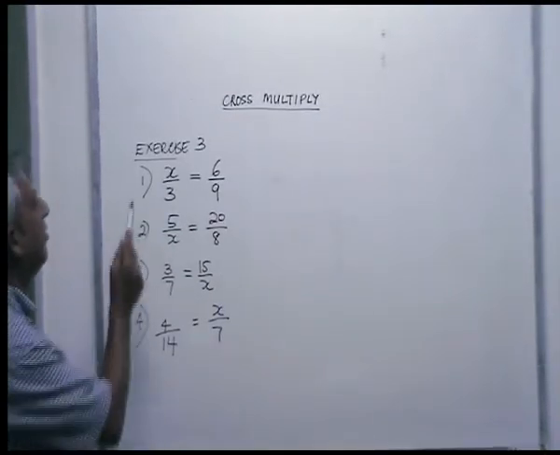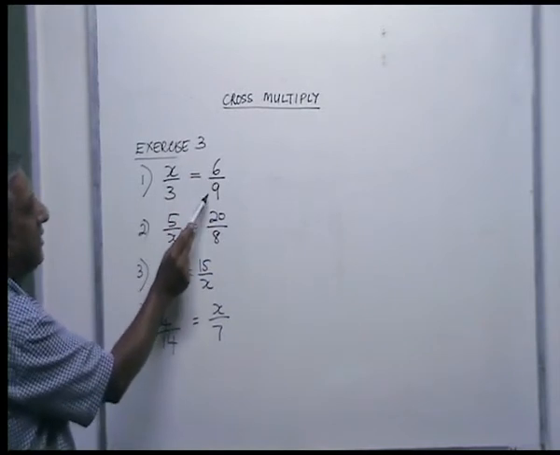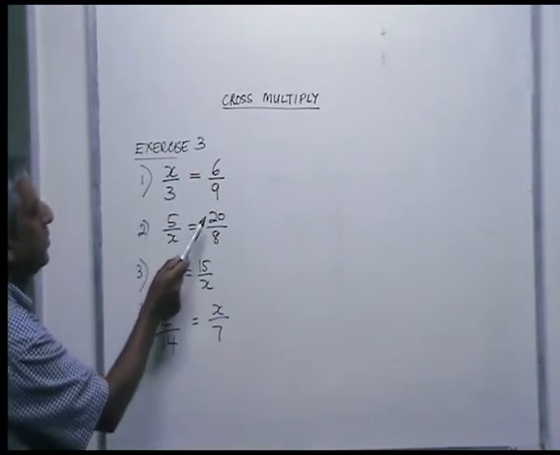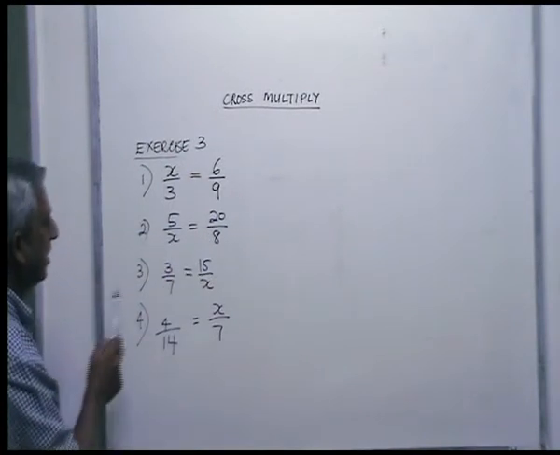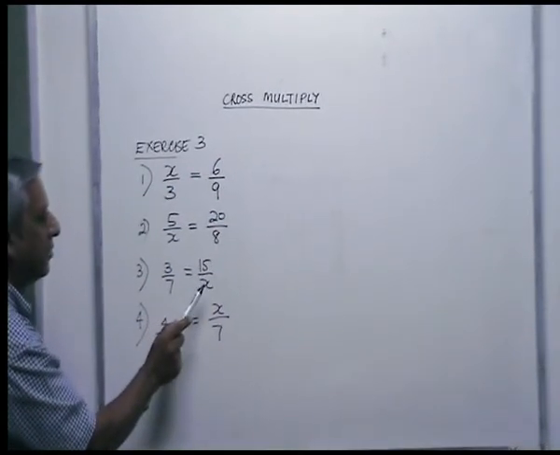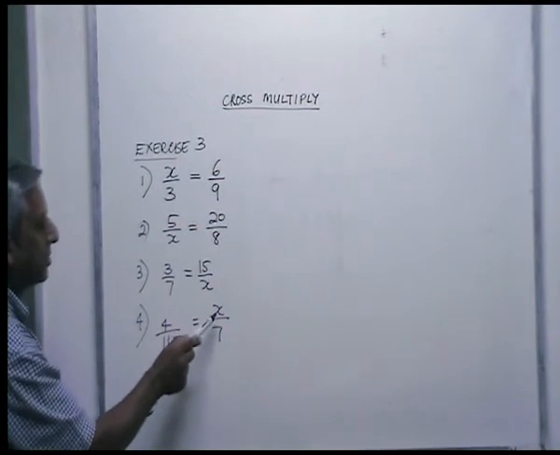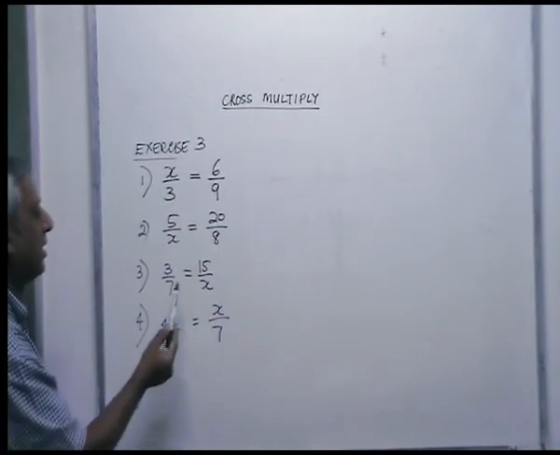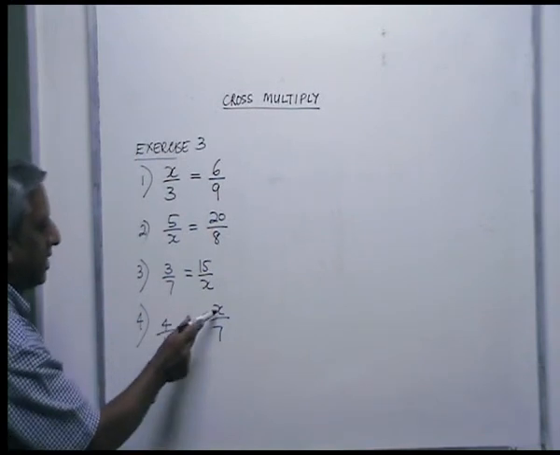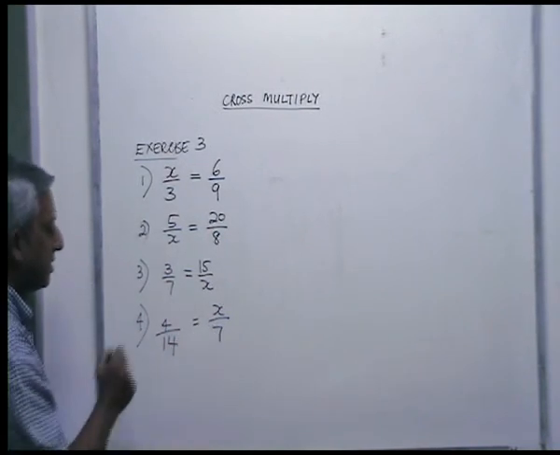Okay, so here is exercise 3. Number 1, x divided by 3 is equal to 6 divided by 9. Number 2, 5 divided by x is equal to 20 divided by 8. Number 3, 3 divided by 7 is equal to 15 divided by x. 4 over 14 is equal to x over 7. You see, we can talk differently. We can say divided by, or we can say over. It is the same. 4 divided by 14 is equal to x divided by 7, or we can say 4 over 14 is equal to x over 7. Alright.